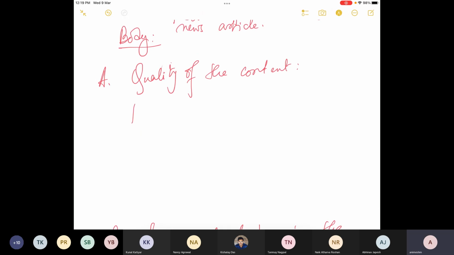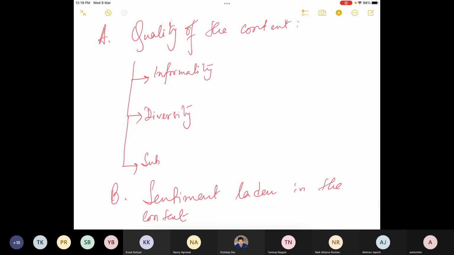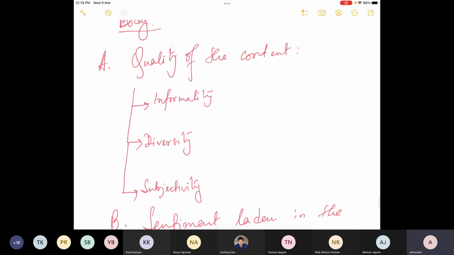So under quality again, you have three things: informality, diversity, and subjectivity. Now again, you can compute the informality using the LIWC features. Okay, and a true news will have less informal content.